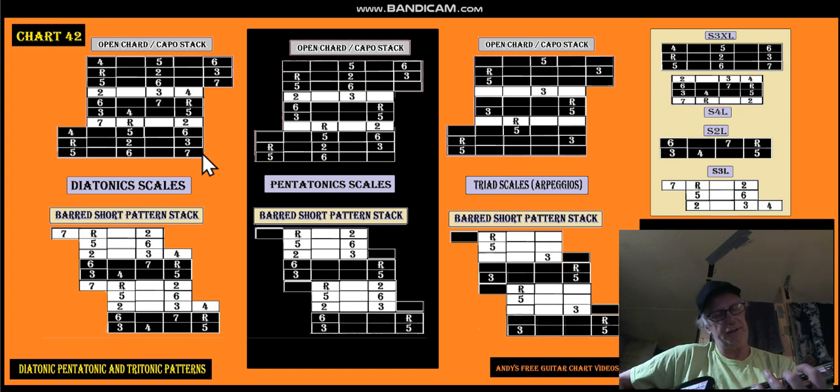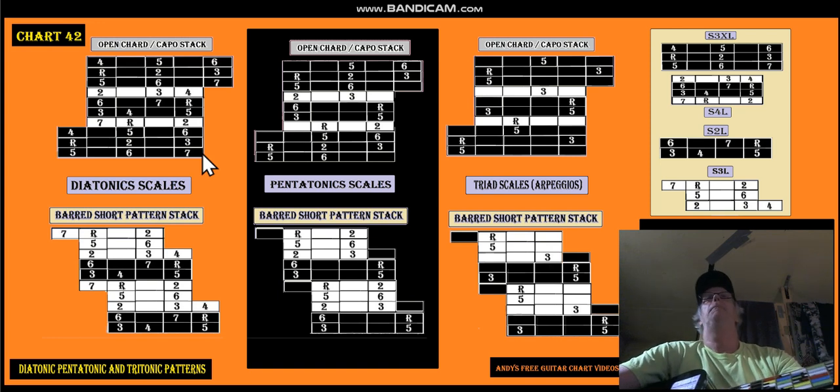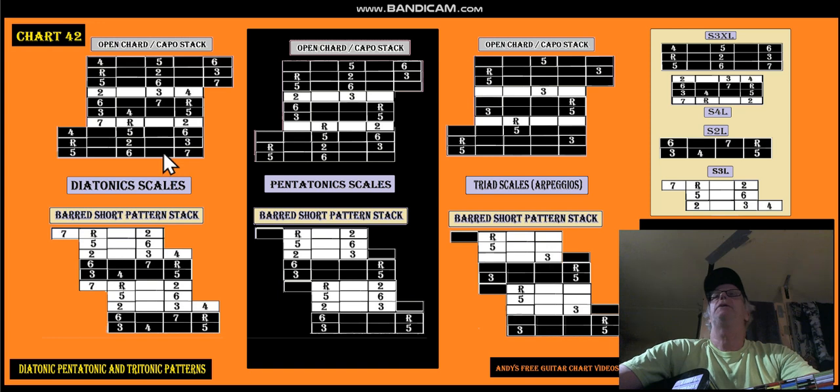5, 6, 7, root, 2, 3, 4, 5, 6, 7, root, 2, 7, root, 2, 3, 4, 5, 6, 7. Instead of using the long pattern, you can do that.